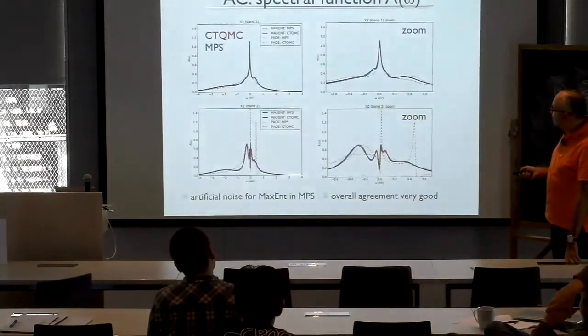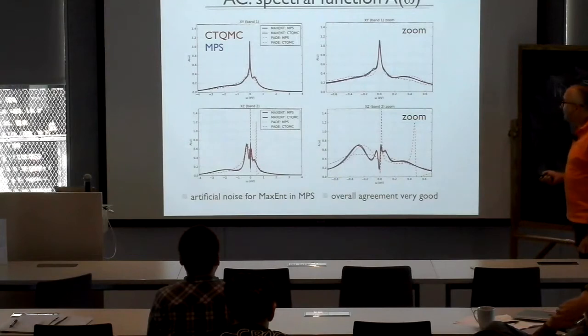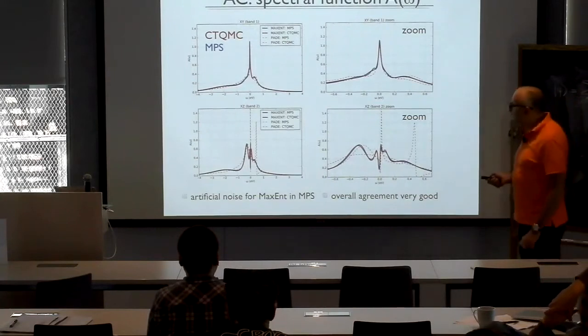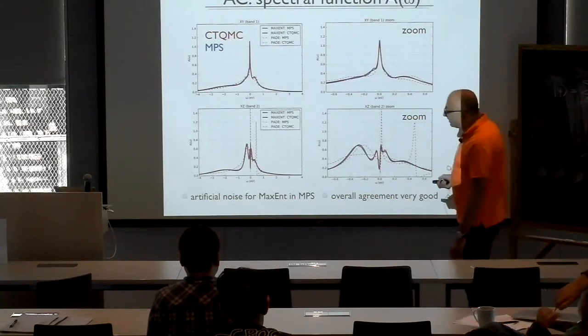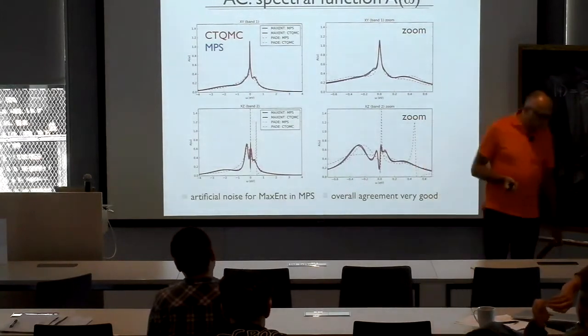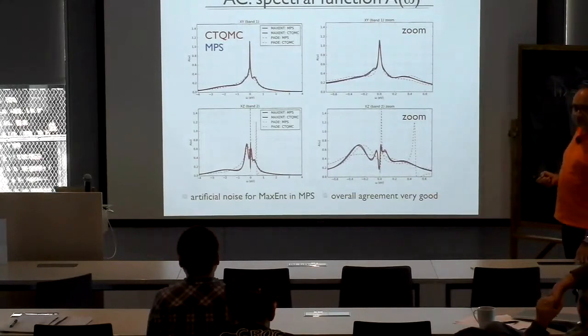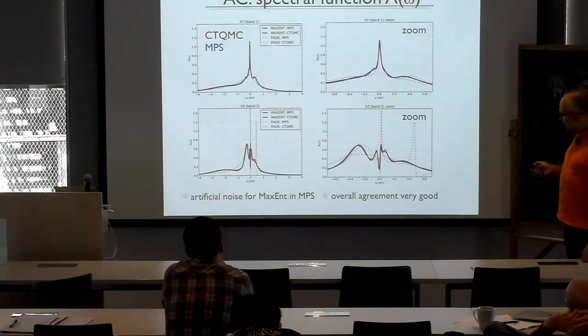So let me go to this right away. Padé gave bad results all the way, but MaxEnt was the method to use here. For MaxEnt applied to matrix product state results, because they are noise-free, you have to introduce some artificial noise. The noise which Manuel introduced, because this was his work, was of the same order as the noise of the CTQMC results. And that's what you get.